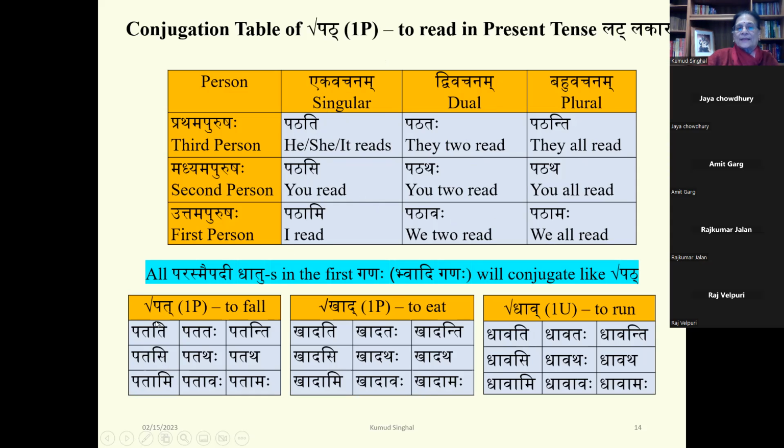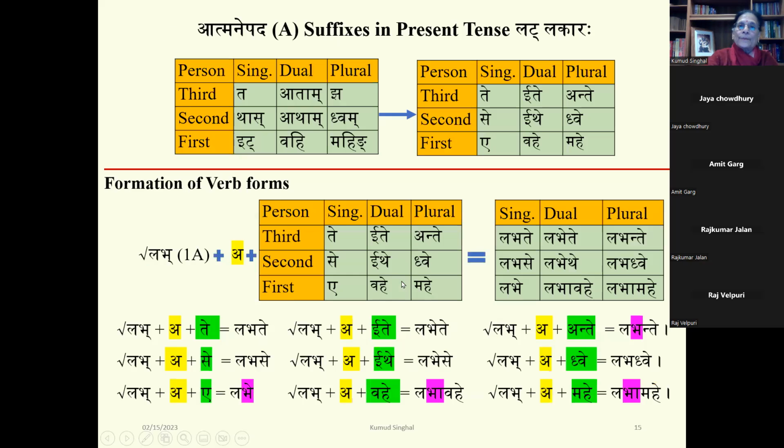For example, pat, which means to fall, is similar: patati, patatah, patanti, and you can see ti, tah, anti, si, thah, tha, mi, vah, mah. But in the first person, the a elongates, so it becomes long. You have to remember that. It is not patami, it is patami with a long a, patavah, patamah. Khad again is a 1P, and dhav is a 1U, and they conjugate like the dhatu pat.